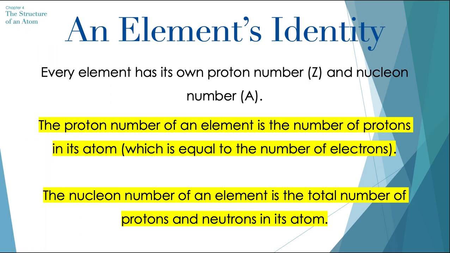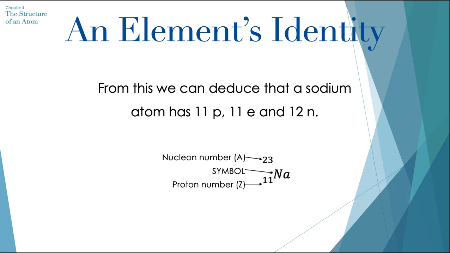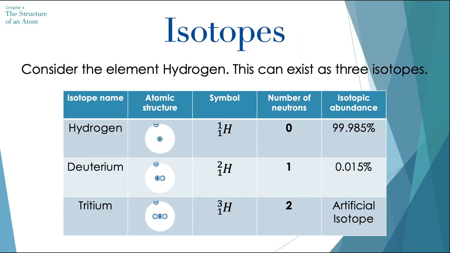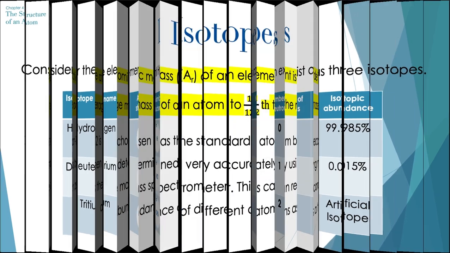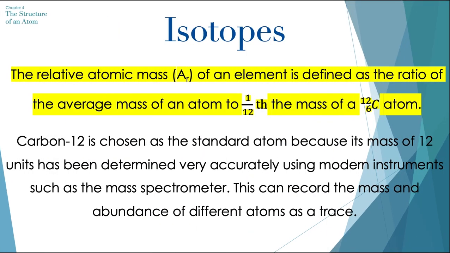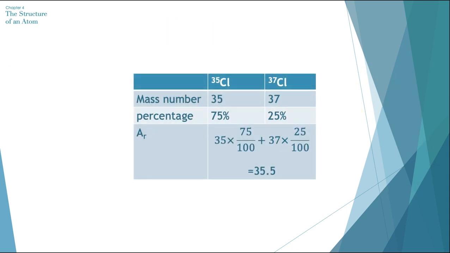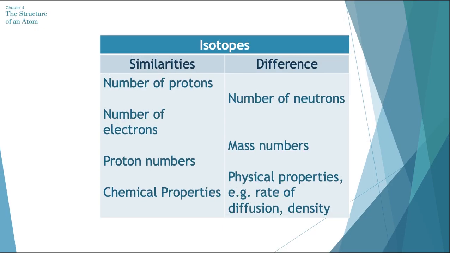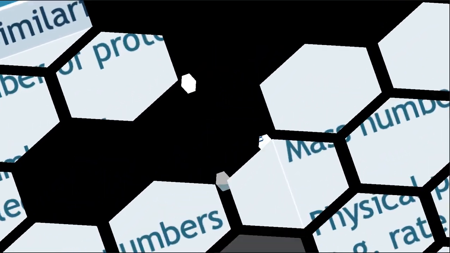How these particles tell the element's identity. What is the proton number? What is the nucleon number? And how these numbers give an element's identity. The table, here is the table in which we have the first 20 elements of the periodic table along with their proton, nucleon, electron, and neutron numbers. Then we understood what isotopes are and the atomic mass. How we find the atomic mass of an element, and what is the mass number, the difference between the mass number and the atomic mass, the similarities and differences between isotopes and elements, and how particles are arranged in an atom.